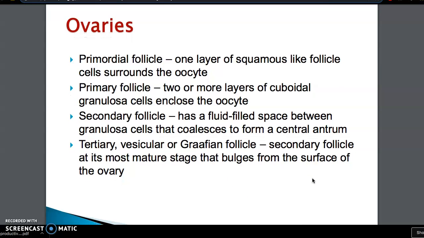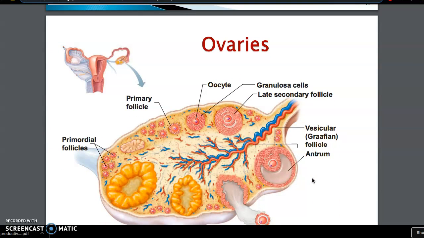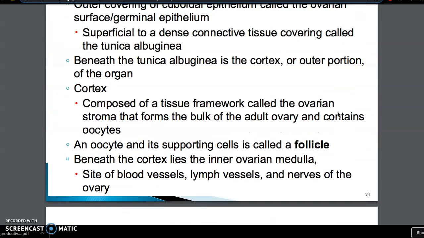But like I said, this was a very brief overview, a summary of the female reproductive system, a very general topic.